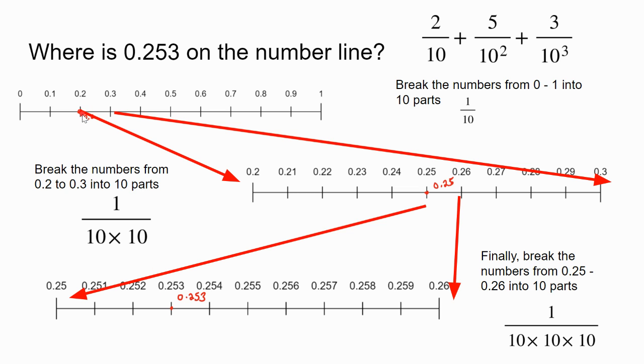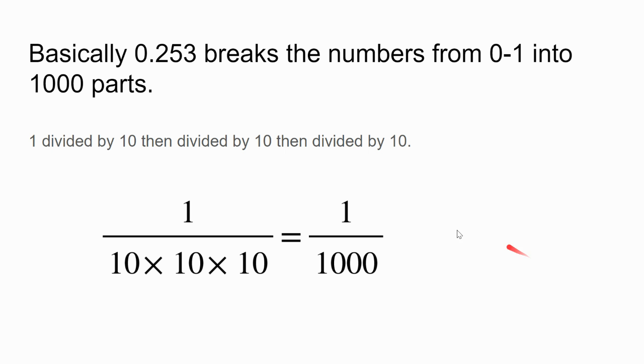So it's on the second hash, and then I zoom in on the fifth hash, and then I zoom in, and that's on the third hash. So basically, I've zoomed in between 0 and 1, and I've broken that number line into 1,000 little pieces, and I took the 253rd piece. Okay. So I took 0 and 1 and broke it into 1,000 pieces.